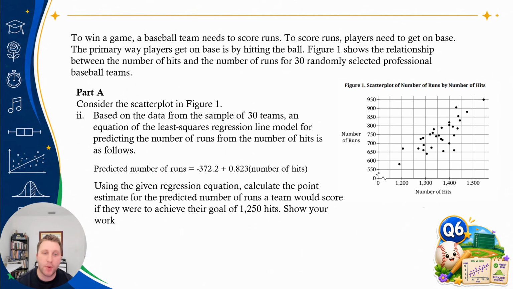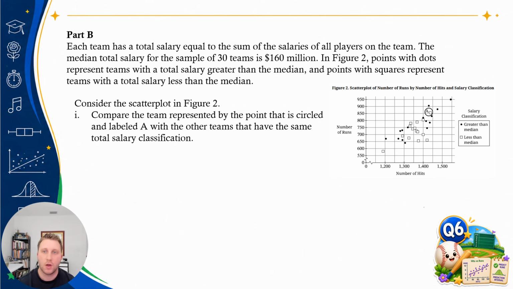In part A, subpart 2, they give us the least squares regression line model for predicting the number of runs based on the number of hits. It is the predicted number of runs equals negative 372.2 plus 0.823 times the number of hits. We're asked to make a prediction using this regression model and a specific goal of 1,250 hits and to show our work. And so I did, and I got 656.55 runs.